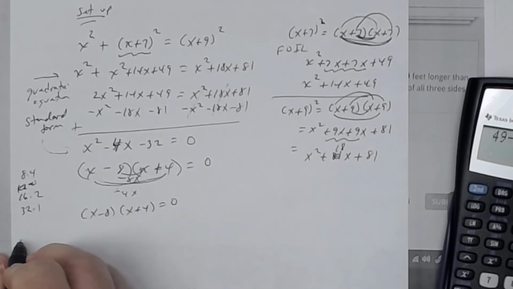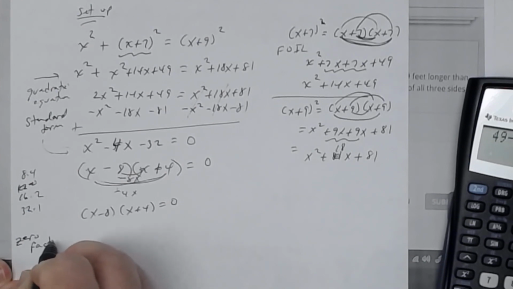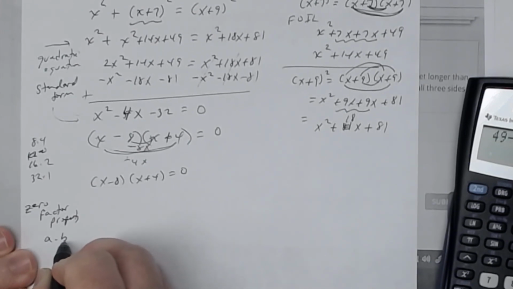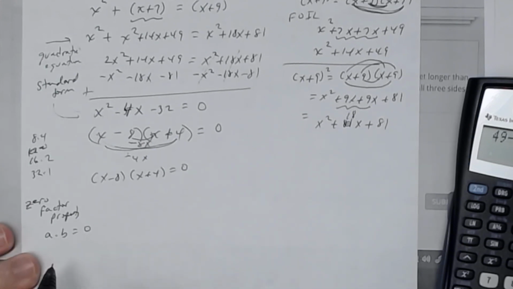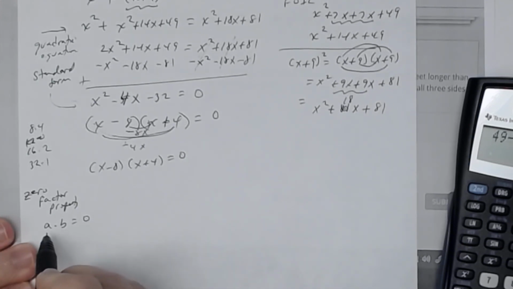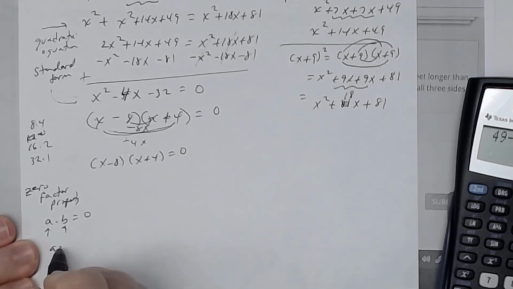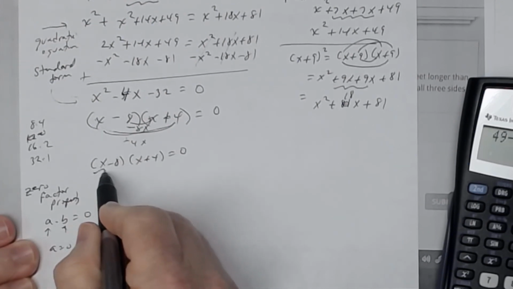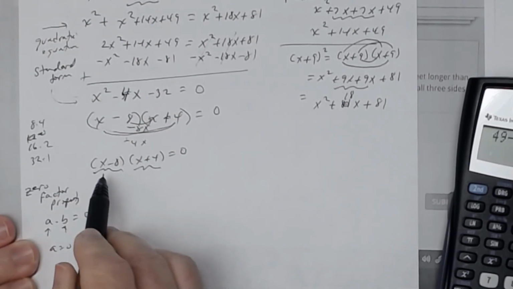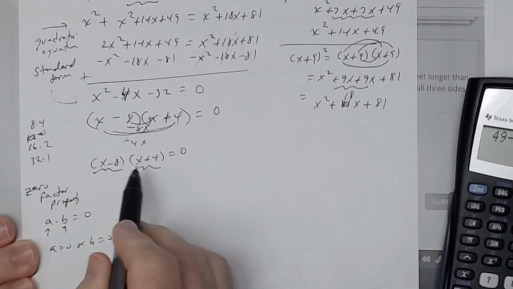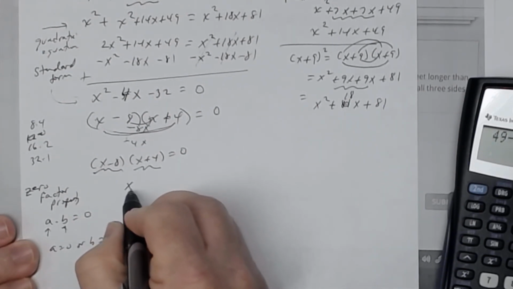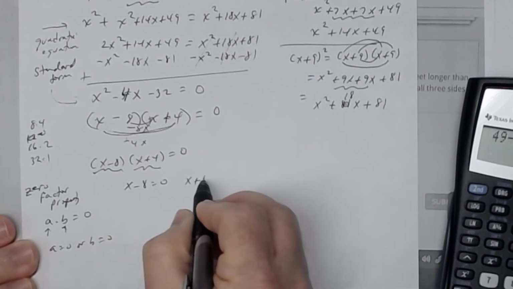You're going to use what's called the zero factor property. The zero factor property says that if you have two or more factors whose product is 0, then in order for this product to be 0, one of these has to be 0. So either A is 0 or B is 0. That means either this is 0 or this is 0, because that's the only way this product is 0. So all you do now is set each of those equal to 0, just like this.